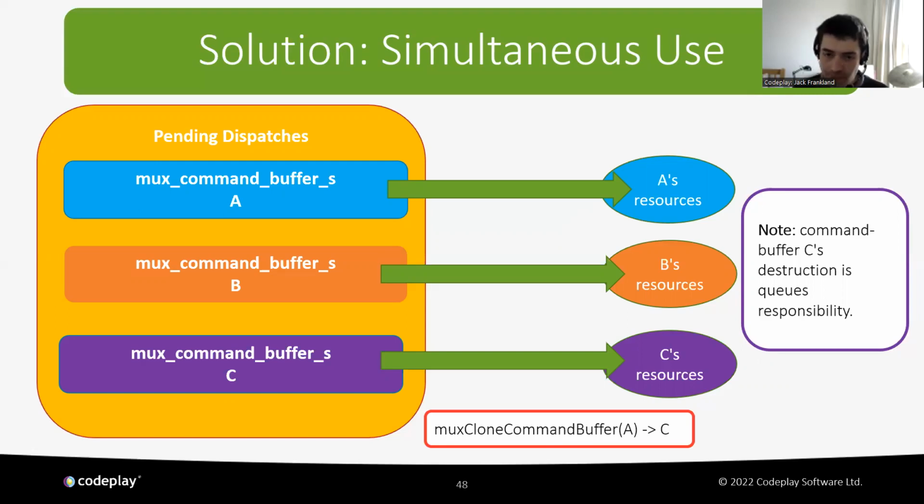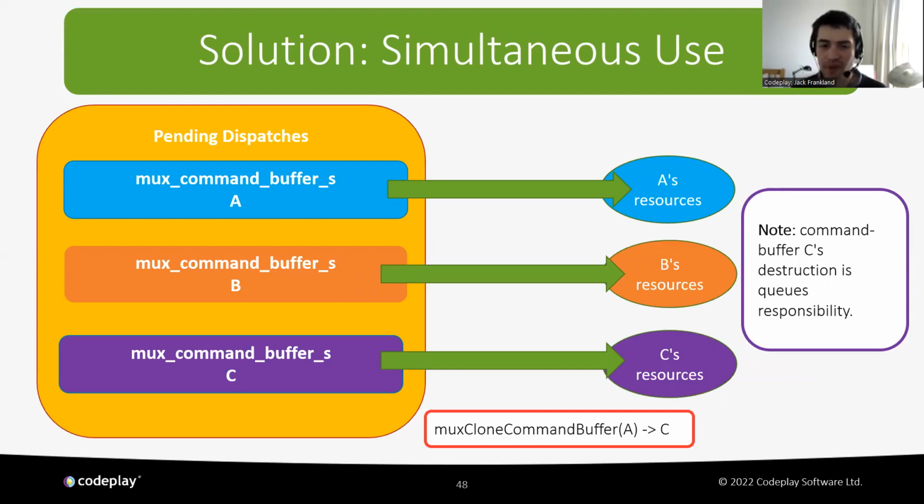a unique object, we no longer have this issue of clobbering the resources associated with A. I should point out here that since the queue is the thing responsible for cloning command buffers, the queue is also responsible for destroying the cloned command buffer, the command buffer that's the result of the clone.